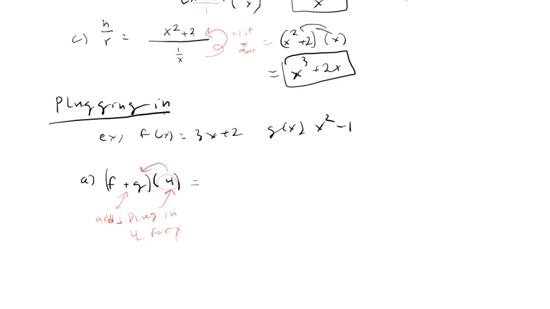So we're going to get f of 4 is 3, and then instead of x, we're going to write 4, because we're plugging in 4, plus 2, plus x squared. Instead of x, we're going to write 4 squared minus 1.